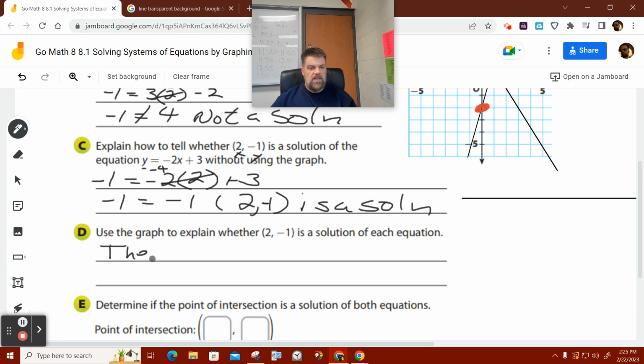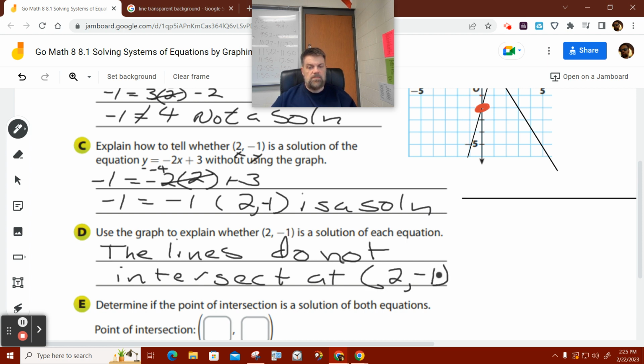The lines do not intersect at 2 comma negative 1. Does that make sense?